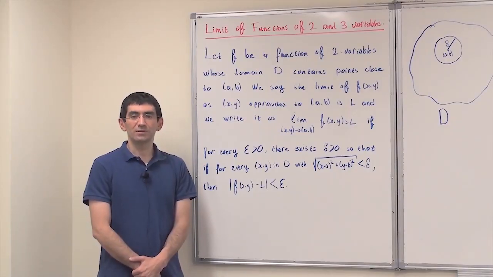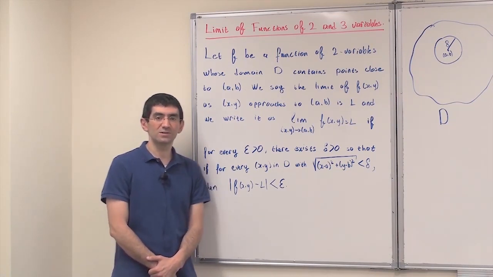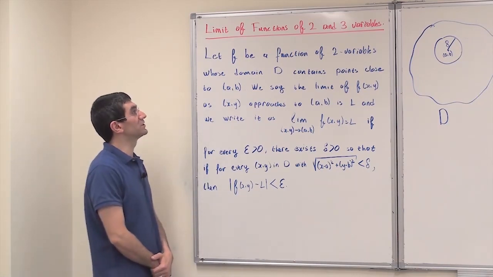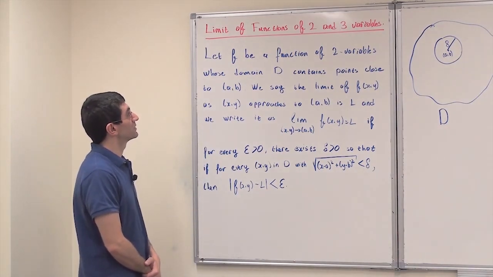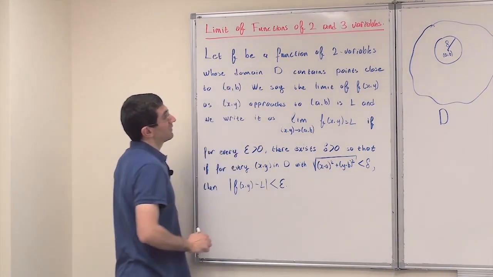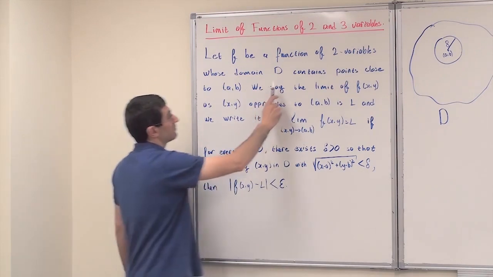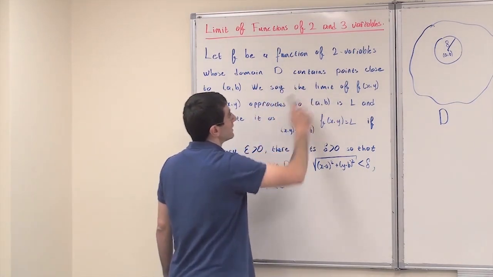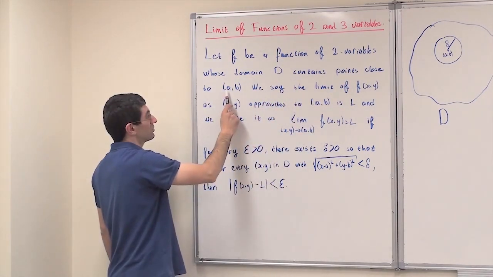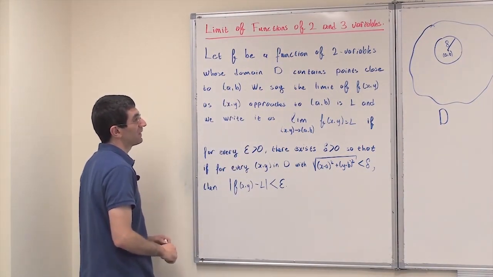Hello. In this video, we are going to talk about limits of functions of 2 and 3 variables. I would like to start this video with the formal definition of limit of function of 2 variables. So, let f be a function of 2 variables whose domain is D, and we also assume that the D contains points that are close to the point (a, b), which will be our limit point.